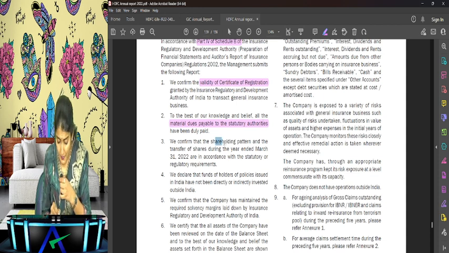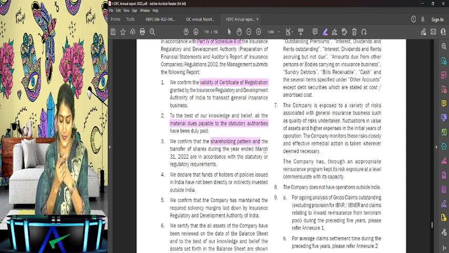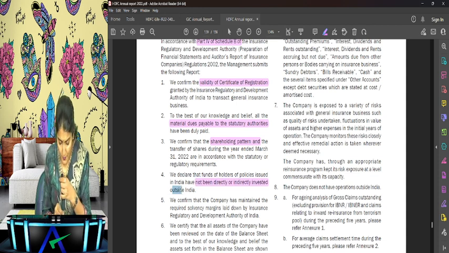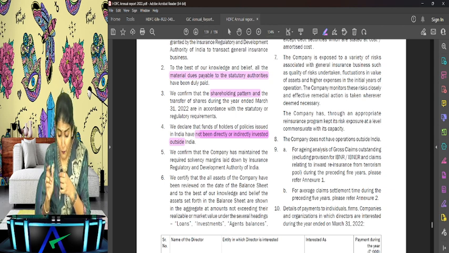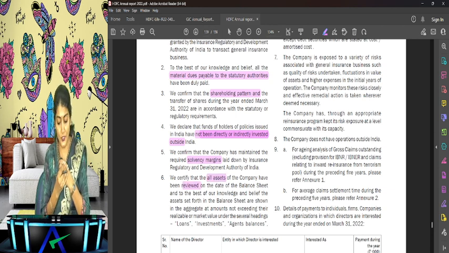We confirm that the shareholding pattern is in accordance with the statutory regulatory requirement. We declare that none of the funds of the policy holders have been directly or indirectly invested outside India. We confirm that the company has maintained the solvency margin. We certify that the value of the assets have been reviewed as on the balance sheet date.